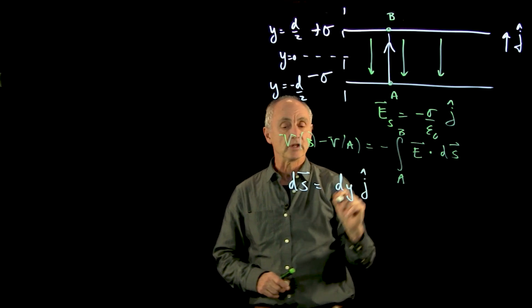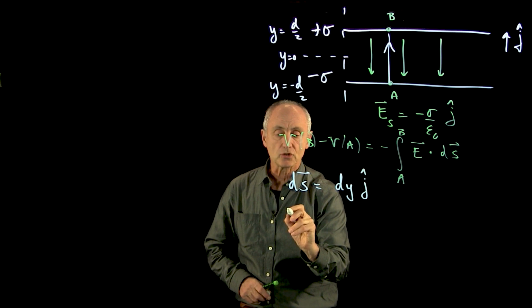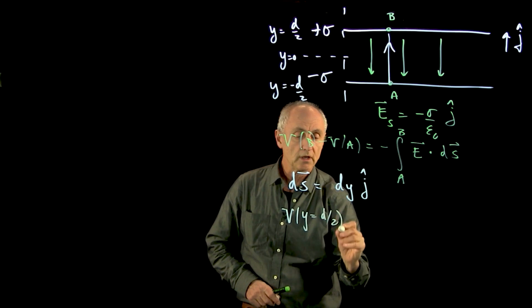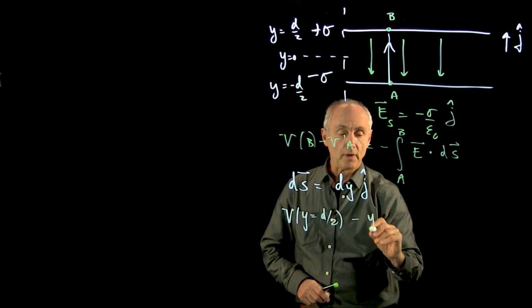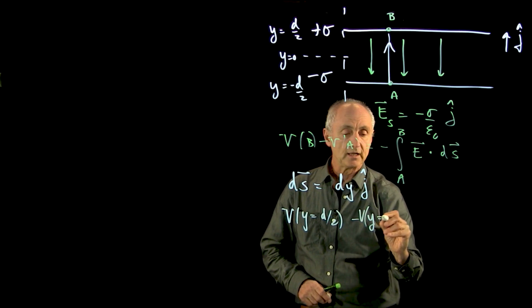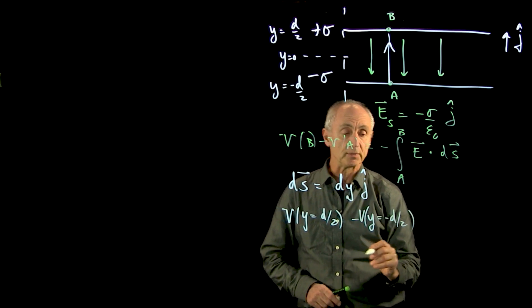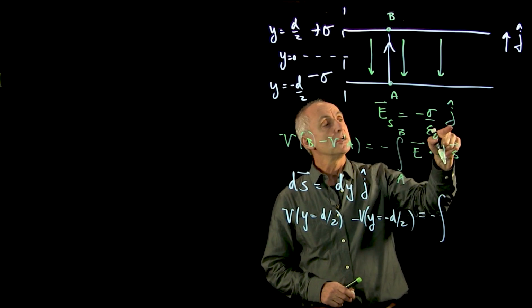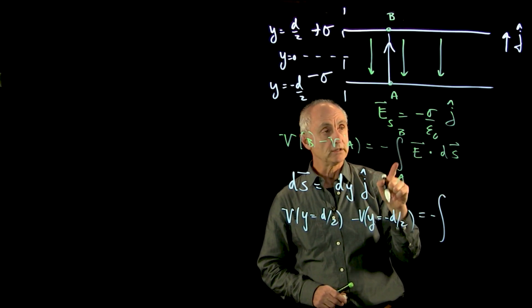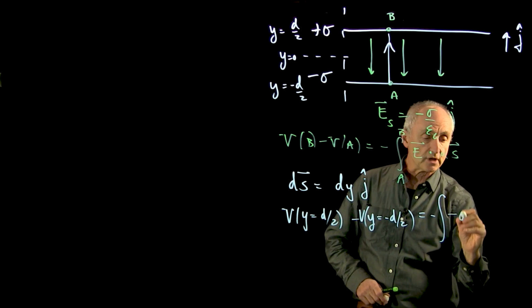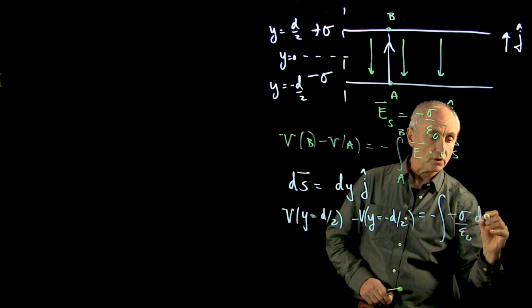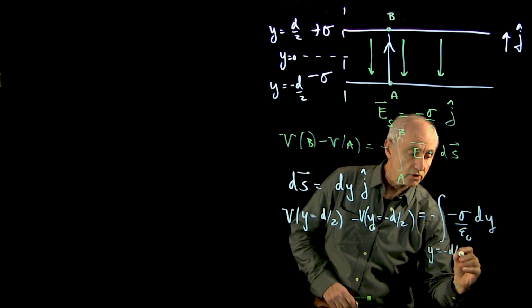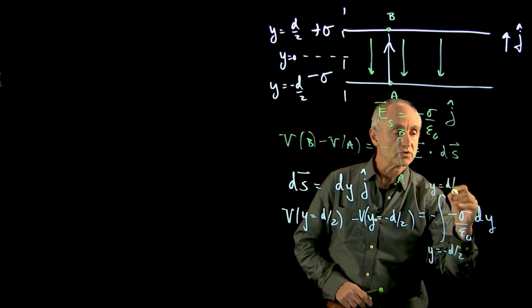We have the expression for the electric field. And so the potential difference, V at y equals d over 2, that's B, minus V at y equals minus d over 2, that's the lower plate, is equal to the integral of this dot product. J hat dot j hat is 1. And so we have another minus sign, minus sigma over epsilon naught dy. And here we're going from y equals minus d over 2 to y equals d over 2.